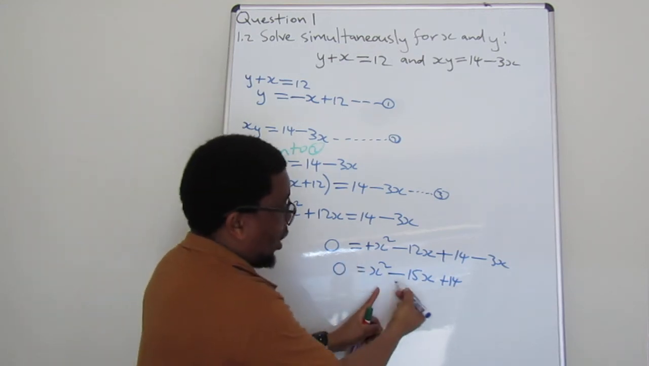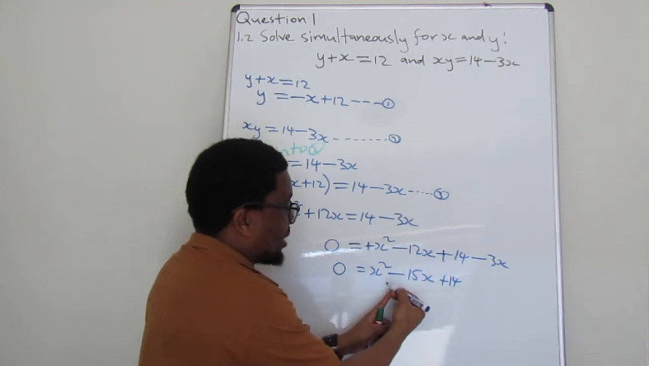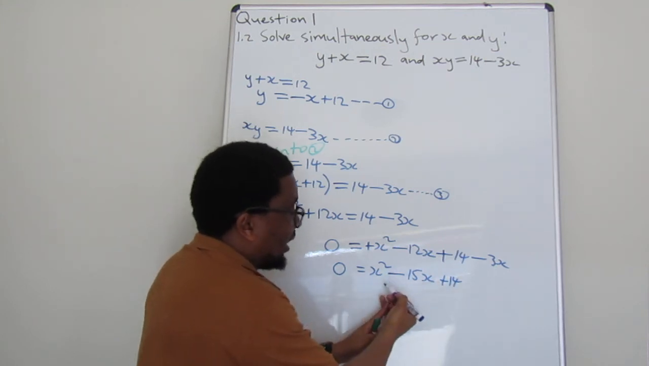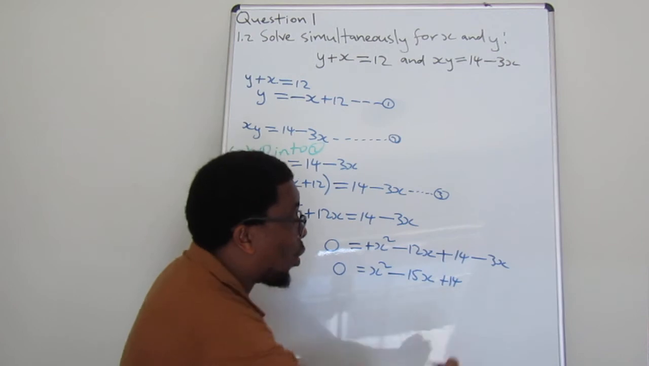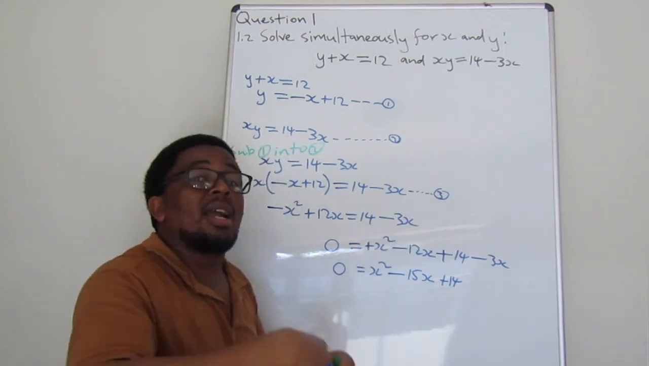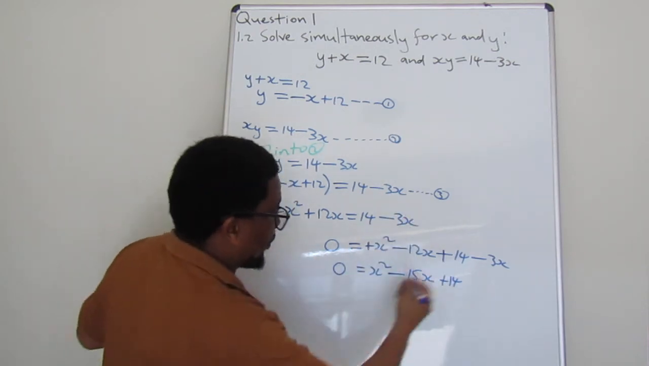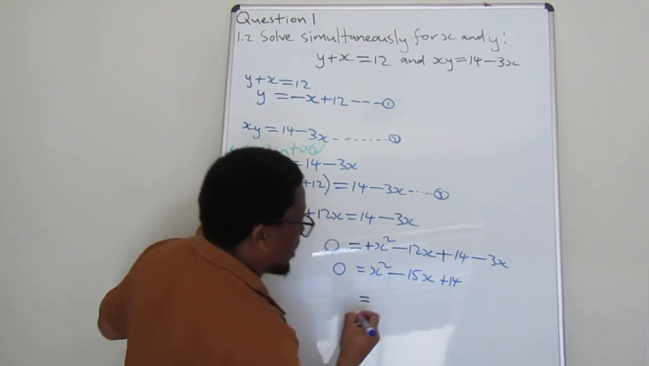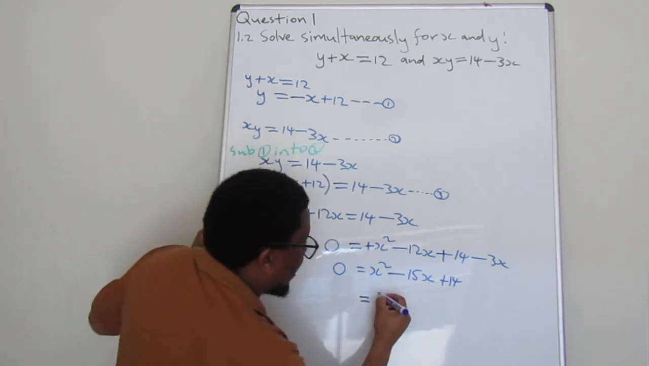What do I read now? I read a quadratic equation, a quadratic equation that I can factorize. Easy now?